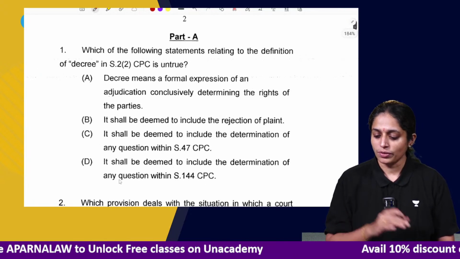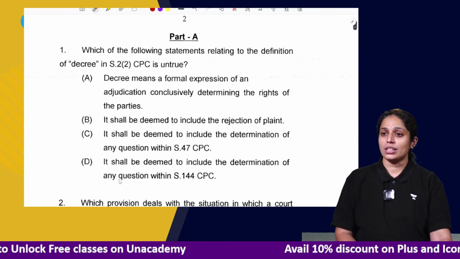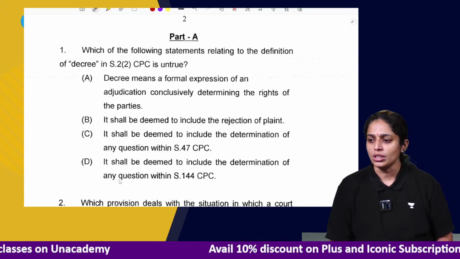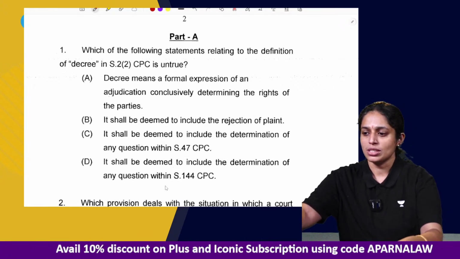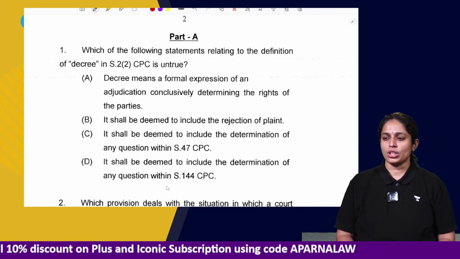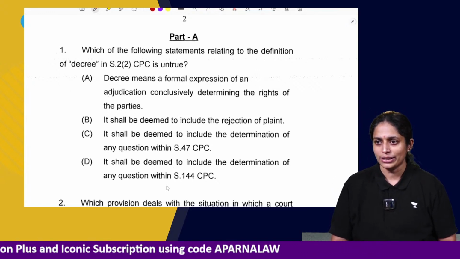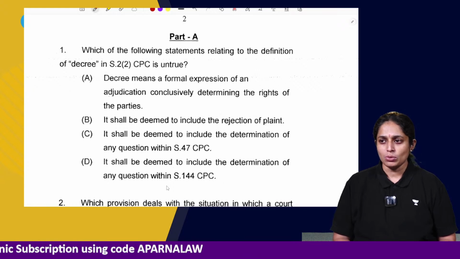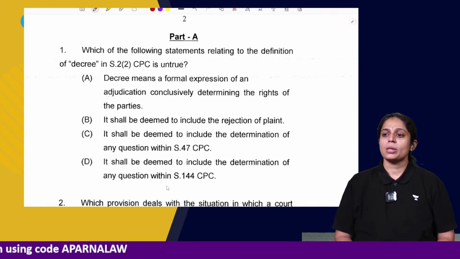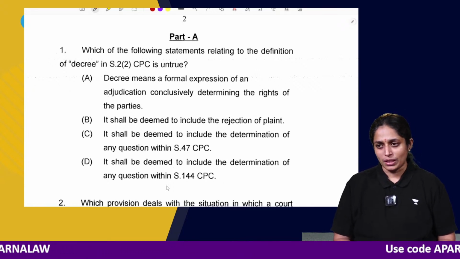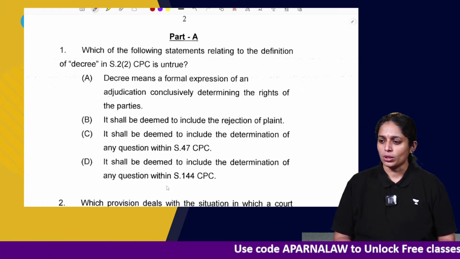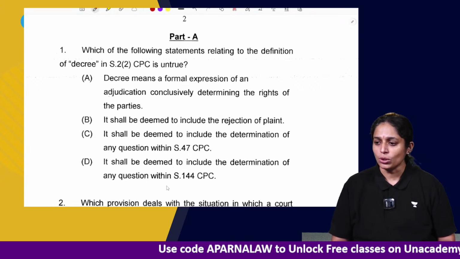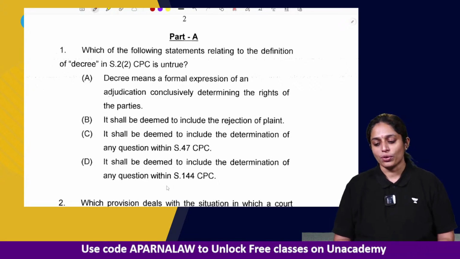Which of the following statements relating to the definition of decree in Section 2(2) CPC is untrue? A. Decree means a formal expression of an adjudication conclusively determining the rights of the parties. B. It shall be deemed to include the rejection of the plaint. C. It shall be deemed to include the determination of any question within Section 47 CPC. D. It shall be deemed to include the determination of any question within Section 144 of CPC.